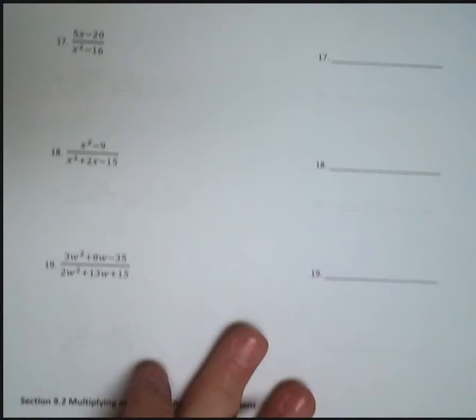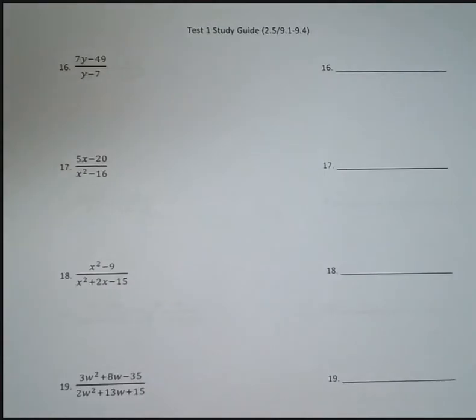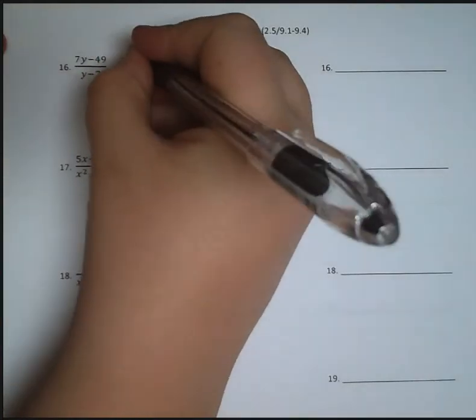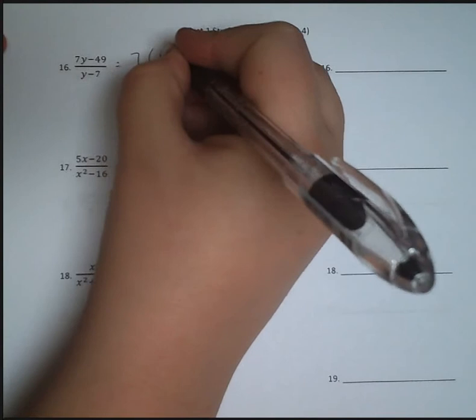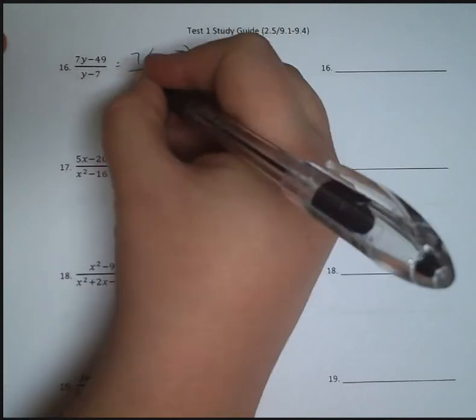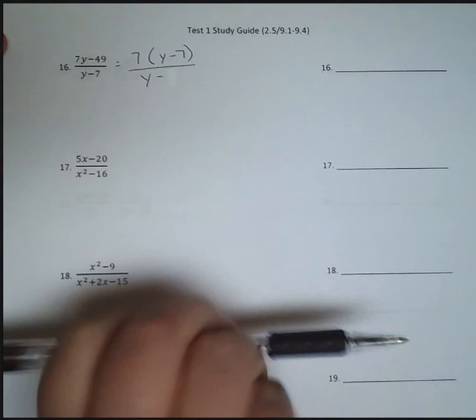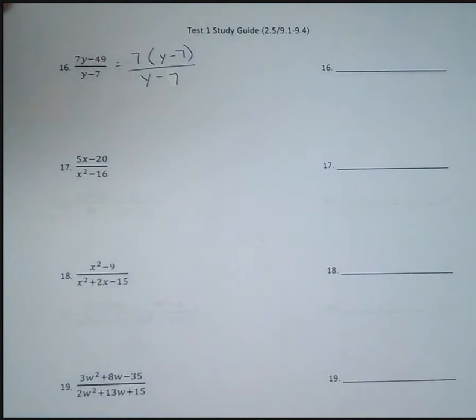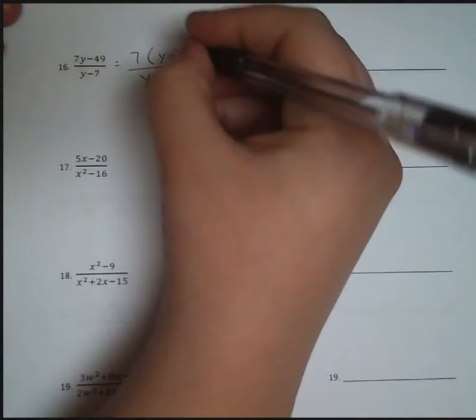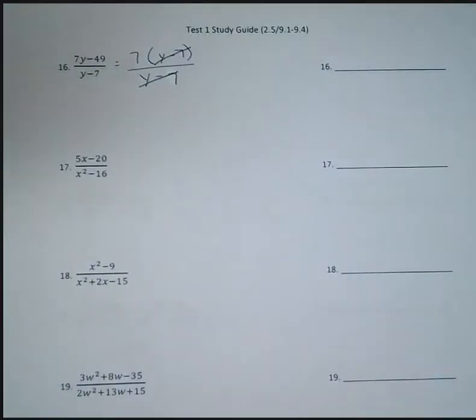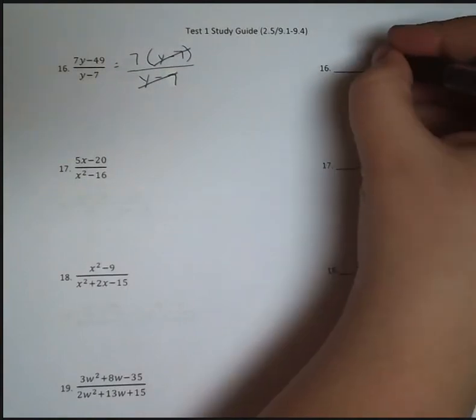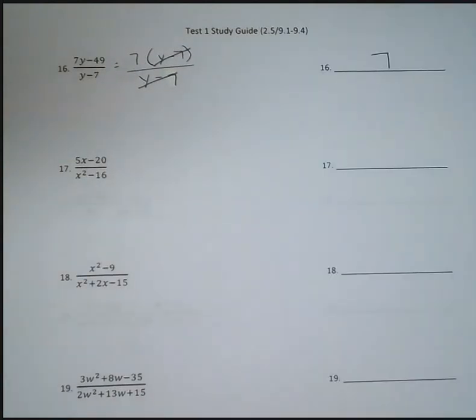Moving on to problem number 16. So since we see that there's multiple terms here, we know that we might need to factor. So I'm going to go ahead and factor my numerator. And I'm going to pull out a 7 to give me y minus 7 over y minus 7. So we notice that our y minus 7's can cancel, leaving us with an answer of 7. Do not leave it as 7 over 1.